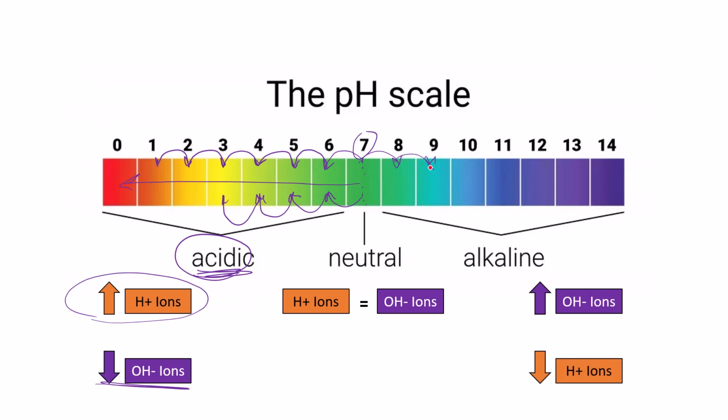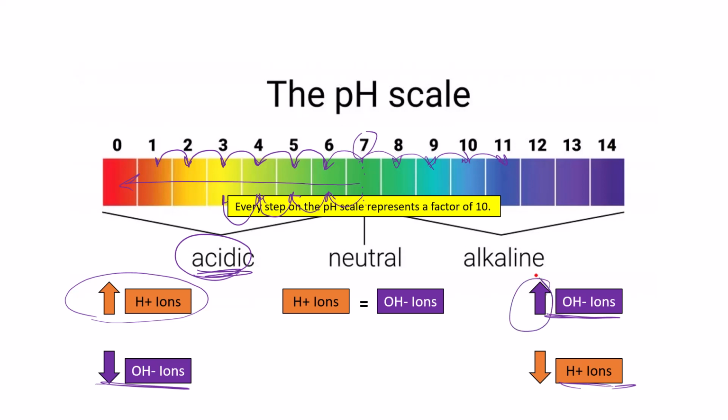So every time we increase by a pH of 1, meaning from 7 to 8, 8 to 9, 9 to 10, we are continually increasing our OH negative and continually decreasing our H plus ion. It is important to note that every step on the pH scale represents a factor of 10, either increase or decrease. So as we move up our pH from 7 towards 14, we are greatly increasing our OH negative and greatly decreasing our H plus ion. And as we move down the pH, meaning we're getting more acidic, going from 7 towards 0, we're going to greatly increase our H plus ion while decreasing our OH negative ions.